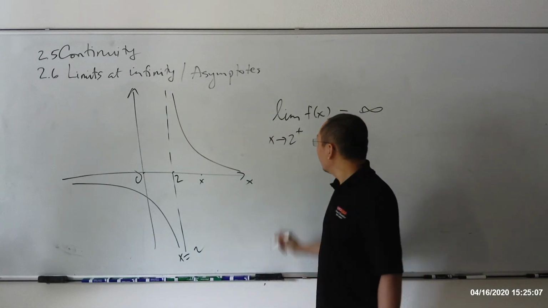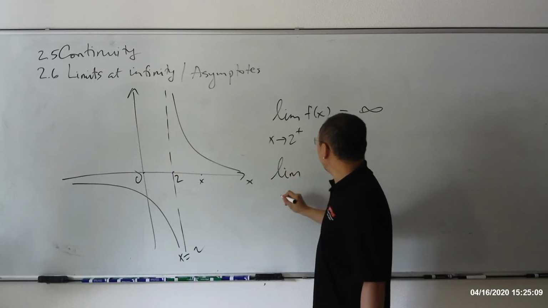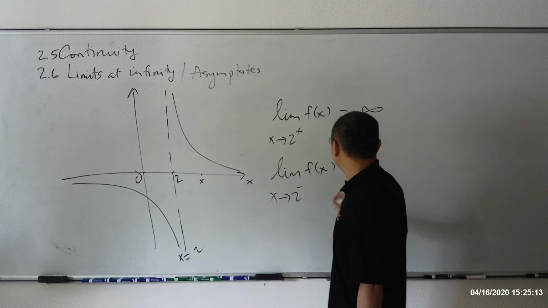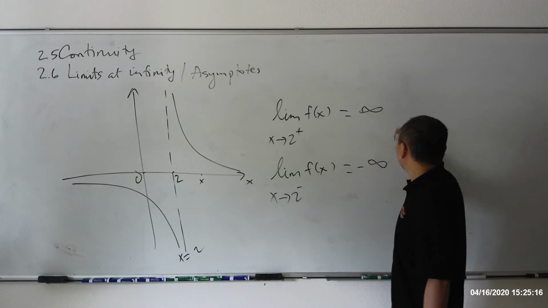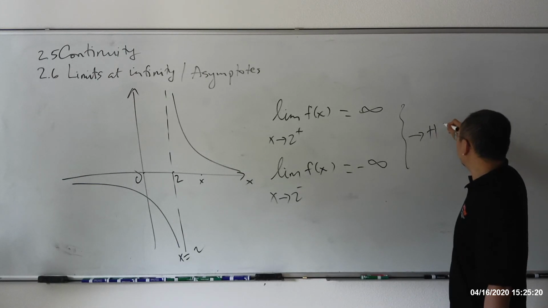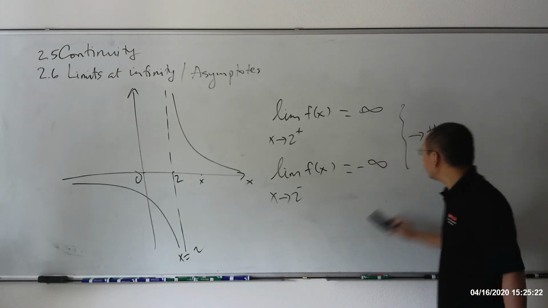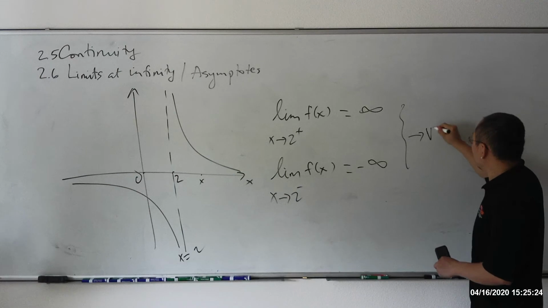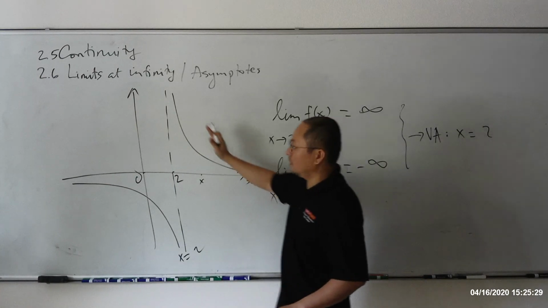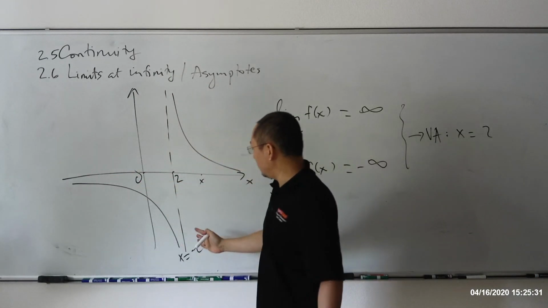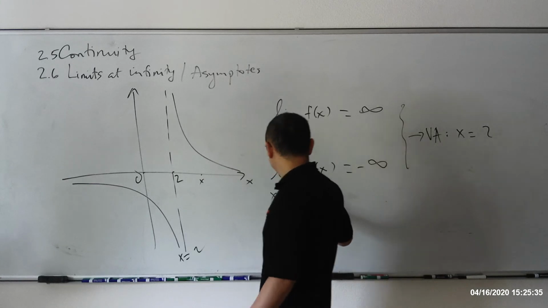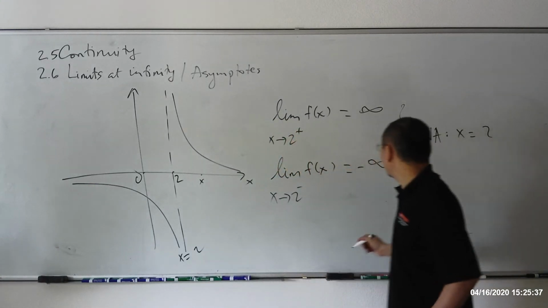Okay? Similarly, limit f of x when x approaches 2 from the left, the function goes to negative infinity. Either one of those two limits indicates that we have the vertical asymptote at x equal to 2. You see, when x goes to 2 from the right, the function goes to infinity. I'm sorry, x goes to 2 from the left, 2 minus, then the function goes to negative infinity.